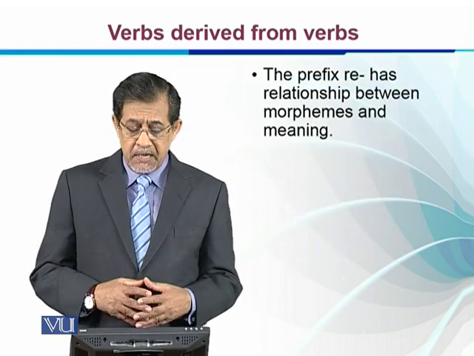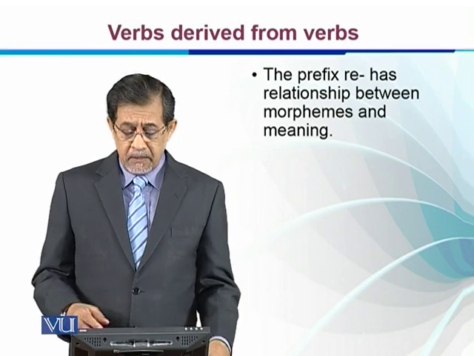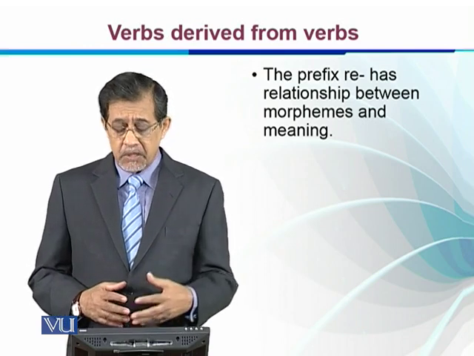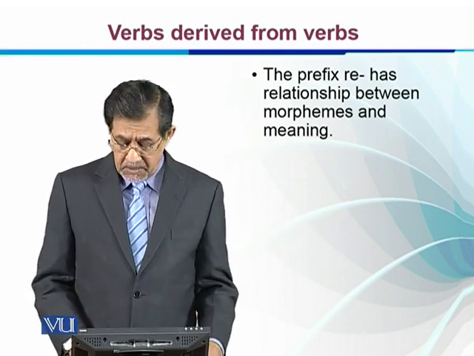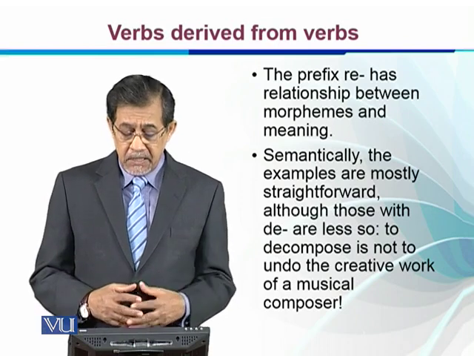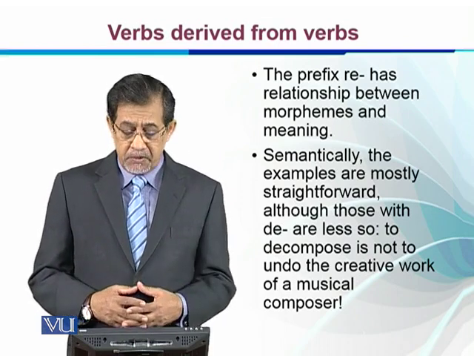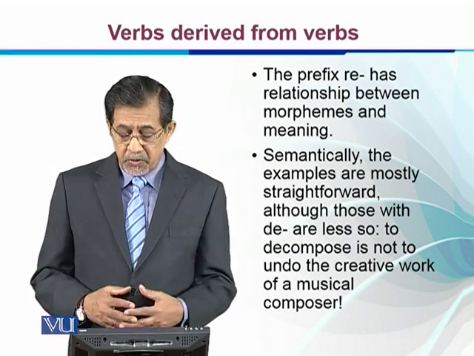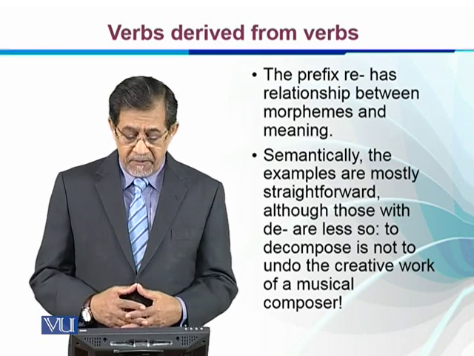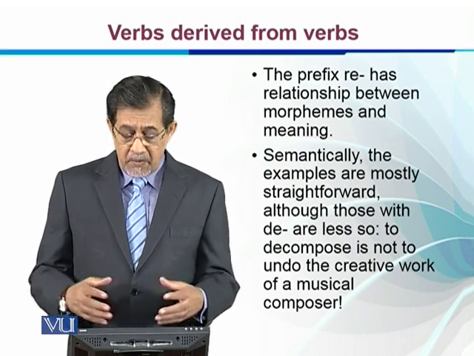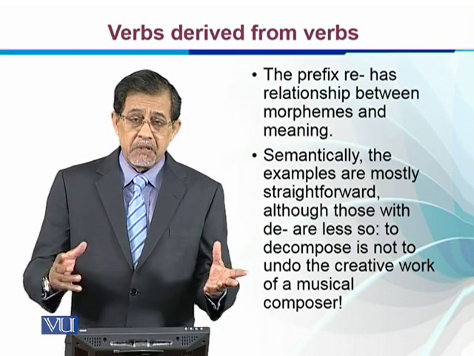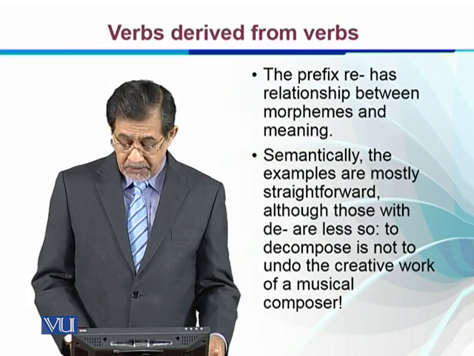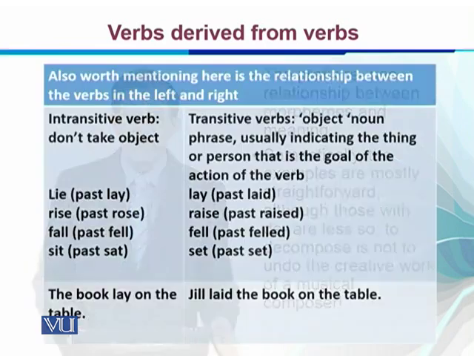The prefix re has a relationship between morpheme and meanings. For example, it is attached to a certain morpheme and it has certain meanings. So semantically, the examples are mostly straightforward, although those with de are less so. To decompose is not to undo the creative work of a musical composer. However, so far as re is concerned, the meaning is very predictable, right? And similarly with other prefixes.